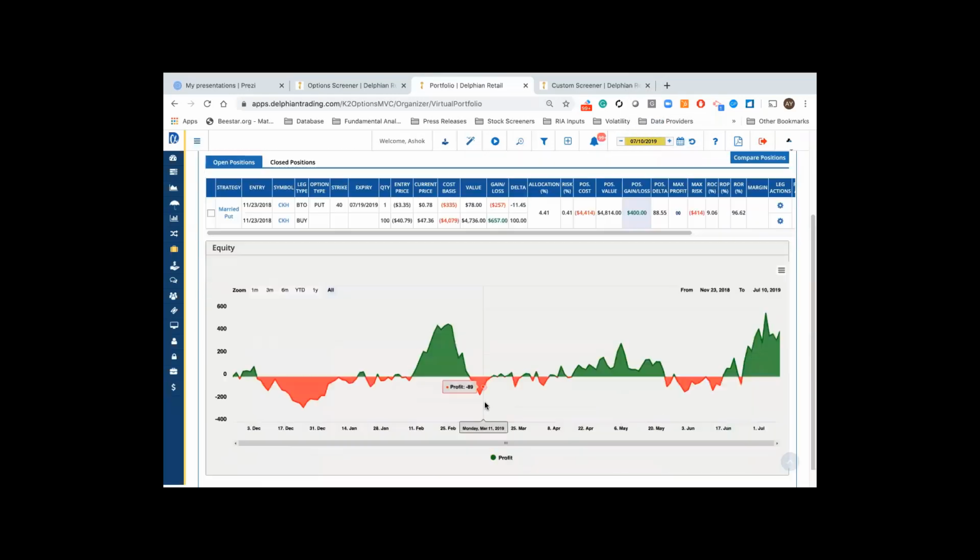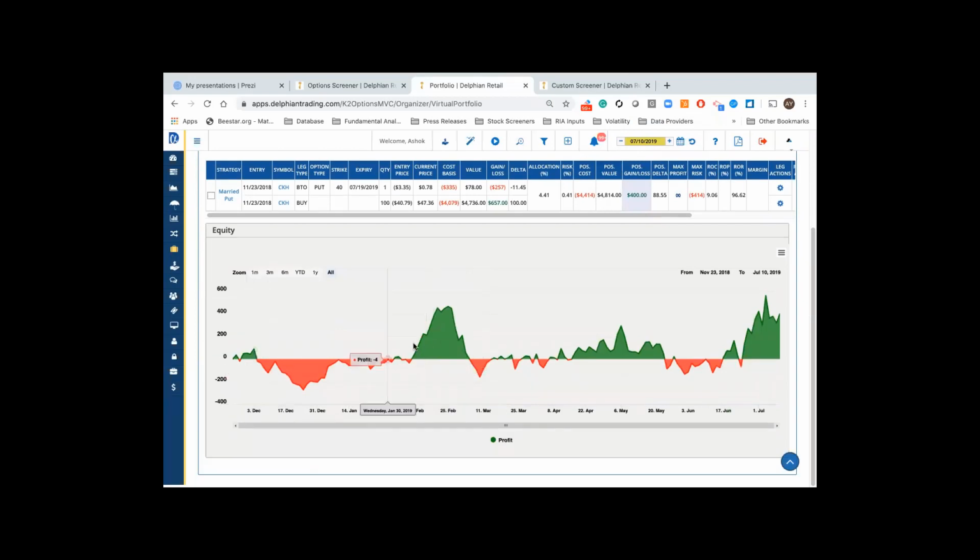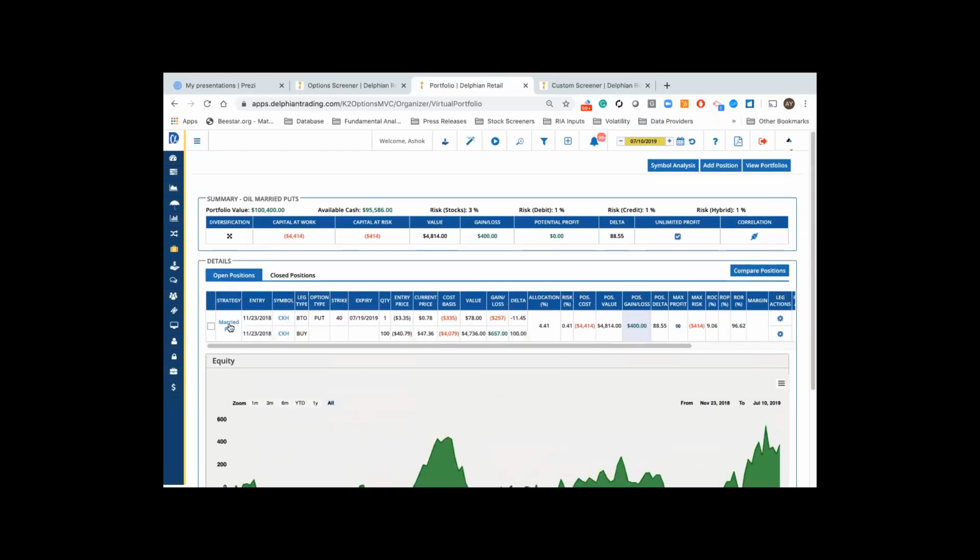Let's keep it. This is the July expiration, right? Let's go back to July. It's not going to hurt. July 10th. It's going to show you how this position did. If you click on this merit put link, it will show specifically only that one position.